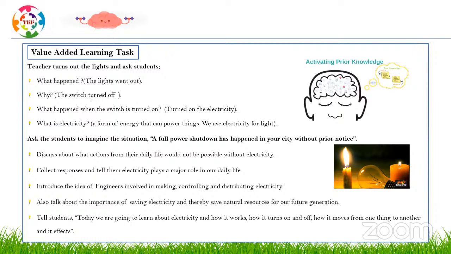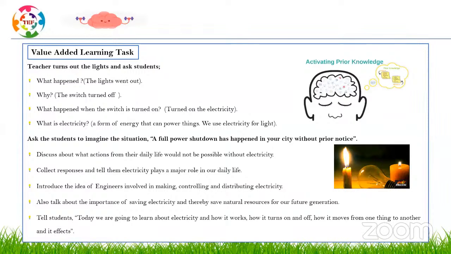She may ask what happened and why it happened. And if I switch on, what will happen? And through this, the teacher may explain what is electricity and what is the use of electricity. And she may create some activity to imagine a full power shutdown: what is the impact on your life? This activity comes under the affective domain.